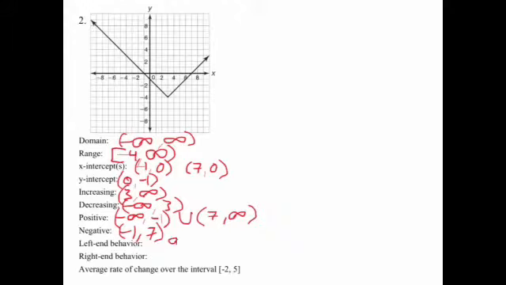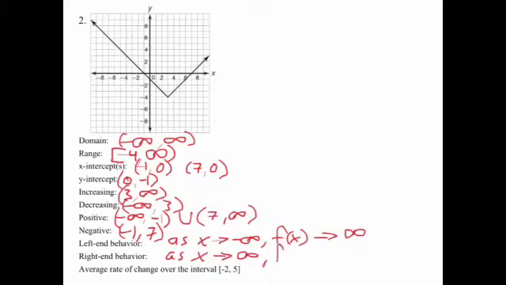For my left-hand behavior, always start out as x goes to negative infinity. My function is going to keep going up and up and up without bound, just keep increasing, so it's going to go to positive infinity. And as my x goes to positive infinity, as I go right forever, my function also keeps going up and up and up without bound, so my function approaches positive infinity as well on that side. And that's fine, that's the same on both sides.